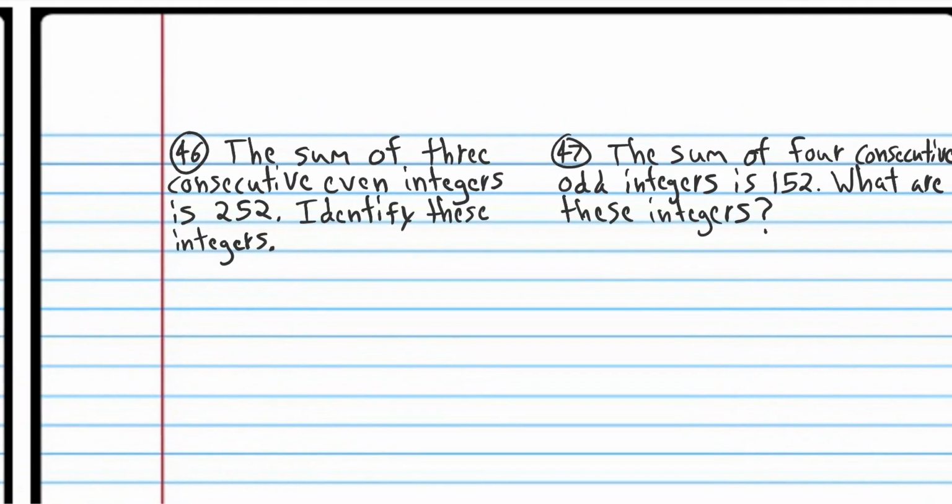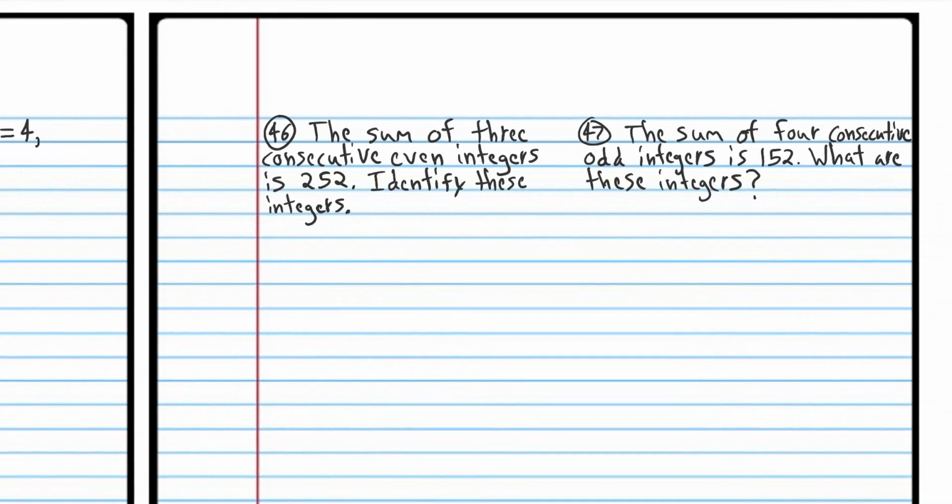So here's how you do this problem. You add up 3 consecutive even integers and you get 252. Now, first of all, integers are just whole numbers. We learned that in the last course. So that just means they're going to be whole numbers, no fractions, no decimals.